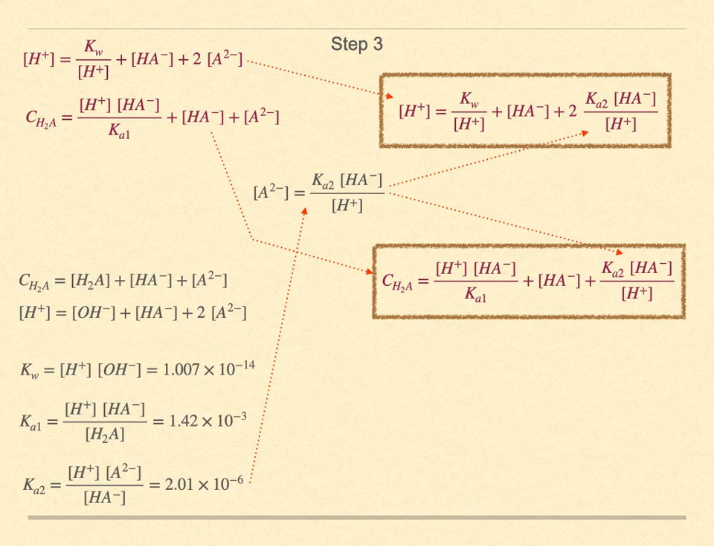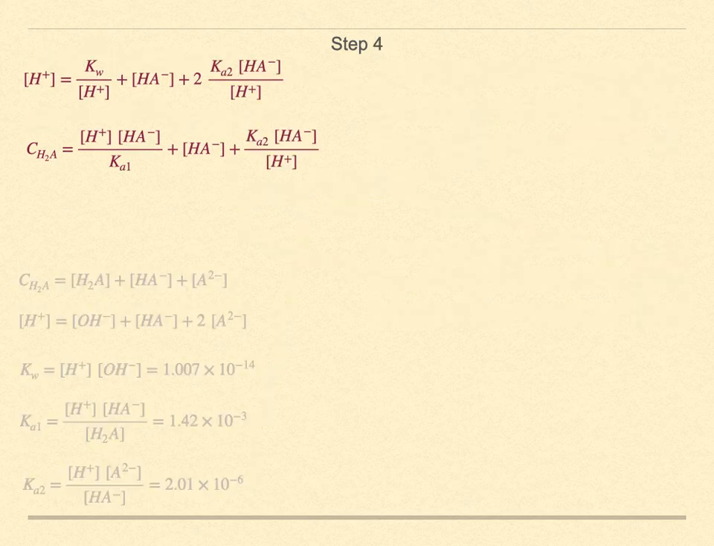So what should be the next step? You'll find that denominators are always fouling us up. Try to get rid of them when you can. Looking at the 2 equations, we can see that if we multiply both sides of the charge balance equation by H+, that will get rid of those denominators. Multiplying both sides of the mass balance equation by Ka1 times H+ will clear that denominator up.